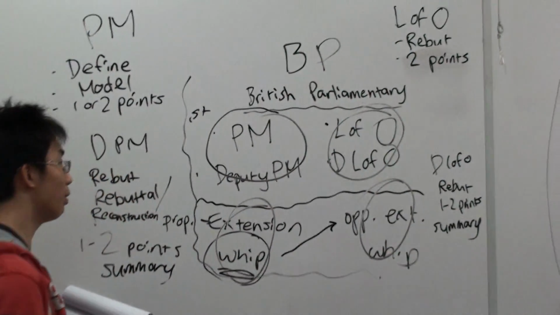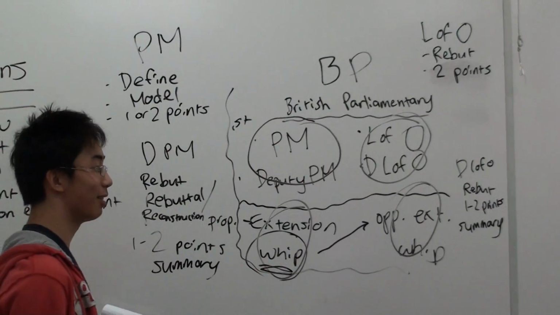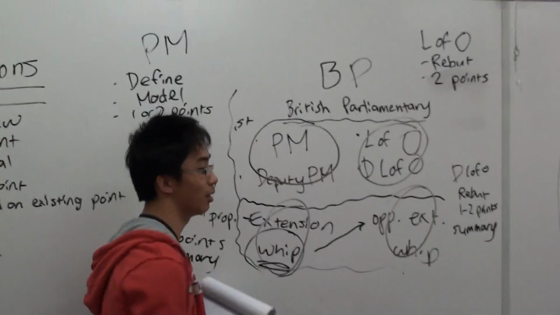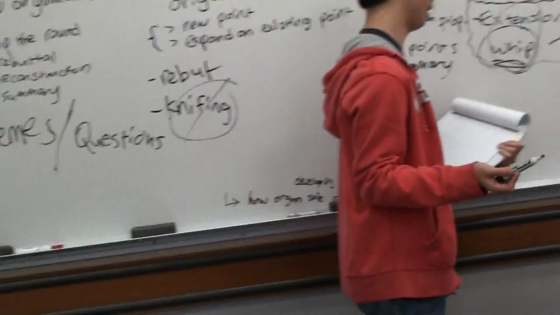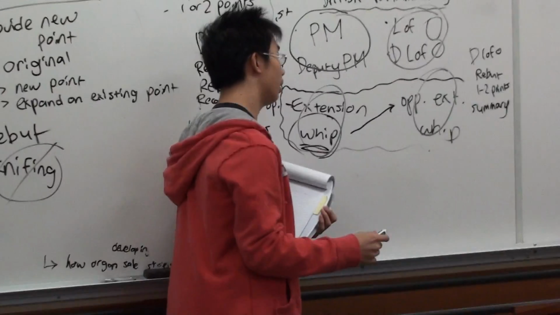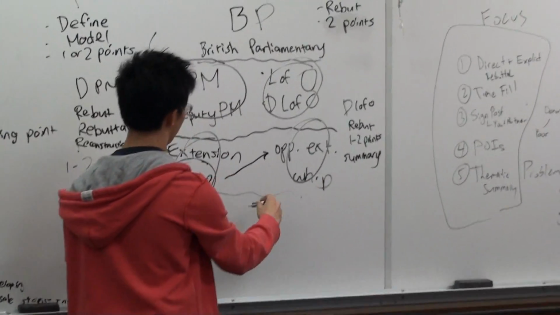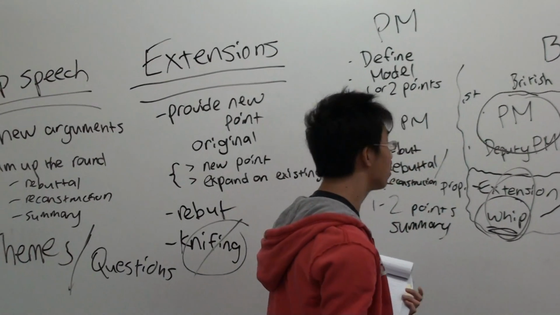Now, there are different ways you can do it. Some whip speakers like to put everything into themes, so they can address the opponent's points under a theme. But extensions are usually pretty strong in higher level debates, and they might be really important in a round. So another thing you can do is first rebut the opposition's extension, and then do your whip speech. That's also an option.